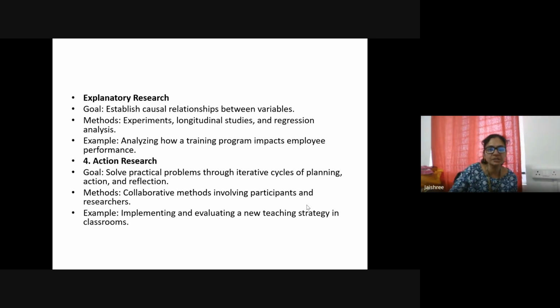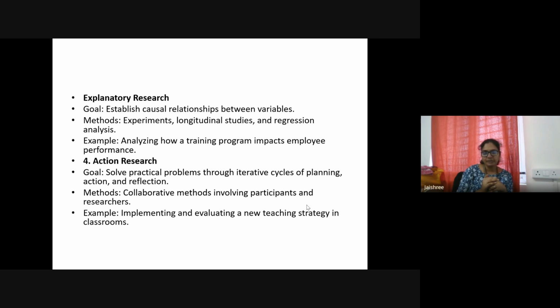Action research is where you solve practical problems through iterative cycles of planning, action, and reflection. This is just like how I told you on day one. You try to clear out the traffic in front of your university during peak hours. You plan. It's not one cycle, but iterative cycles of planning. You'll have many plan proposals, you act out an action, and then you reflect on it.